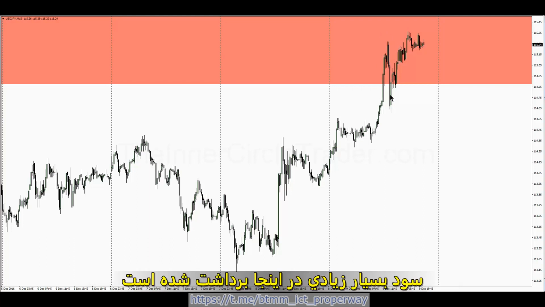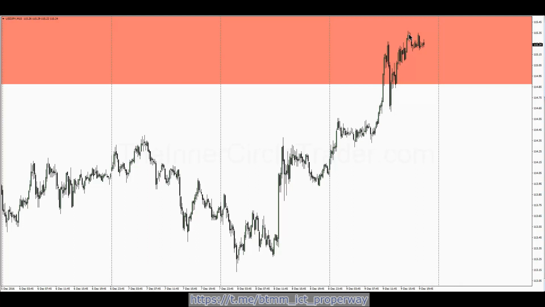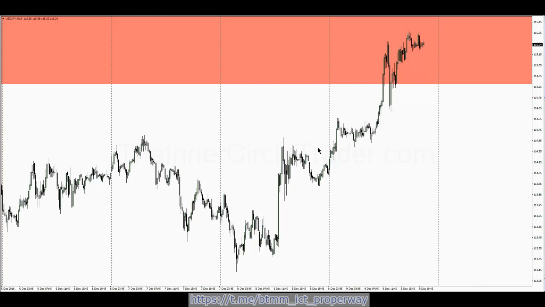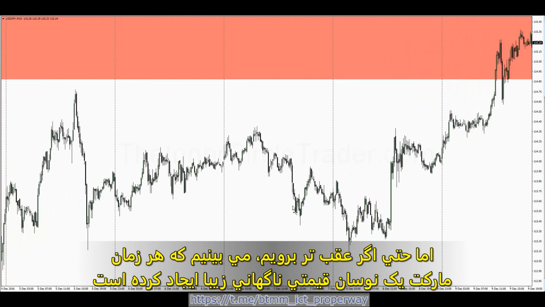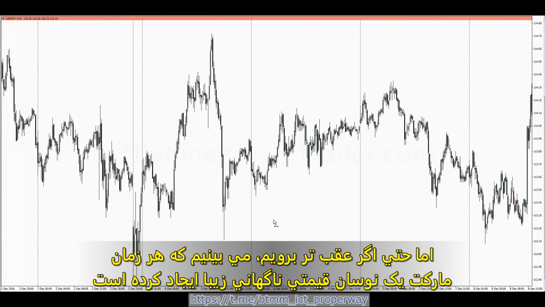Lots of profit taking. Lots of it right in here. It ultimately comes back and starts to trade a little bit higher. I think it's indicative of probably seeing a little bit more rally when we open up on Sunday. But going back even further, you can see every single time the market creates a nice impulse price swing.